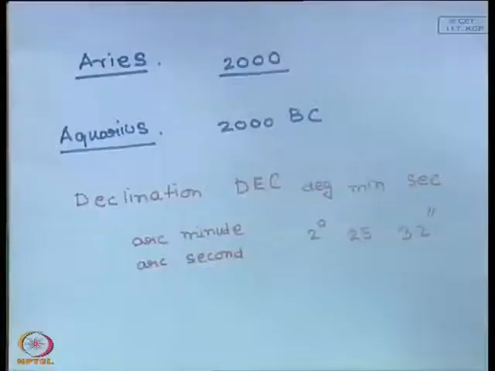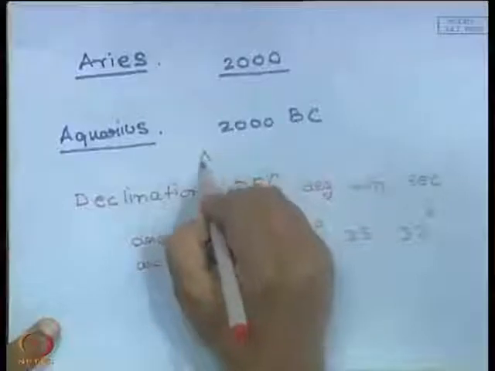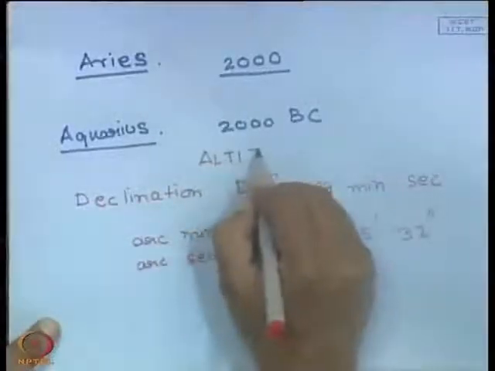Okay. So this is one of the coordinates, and this is essentially the altitude, as in the altitude-azimuthal coordinate system. So this is the altitude.